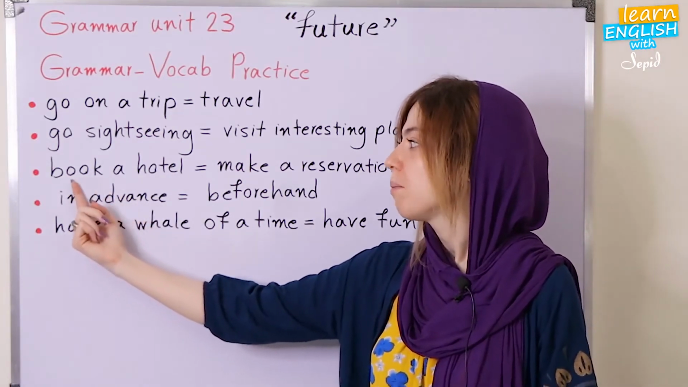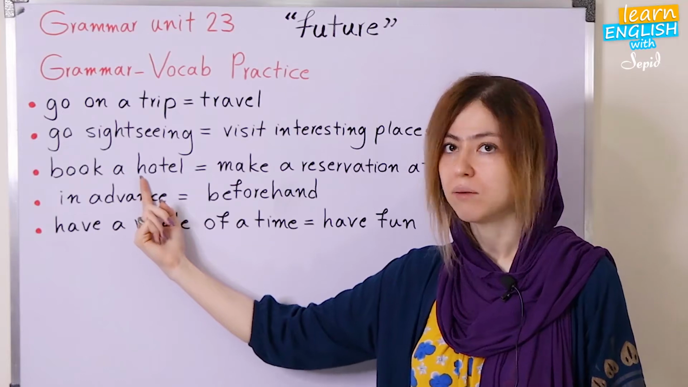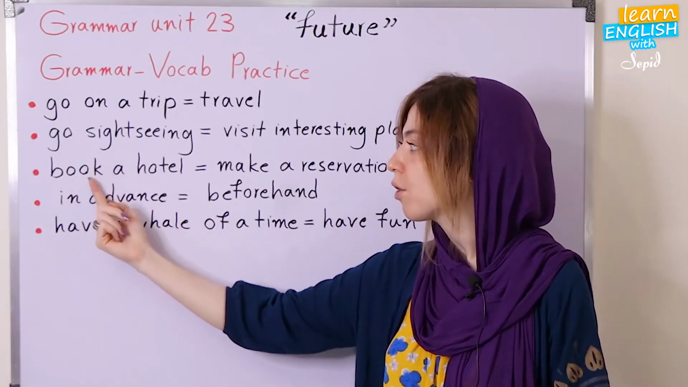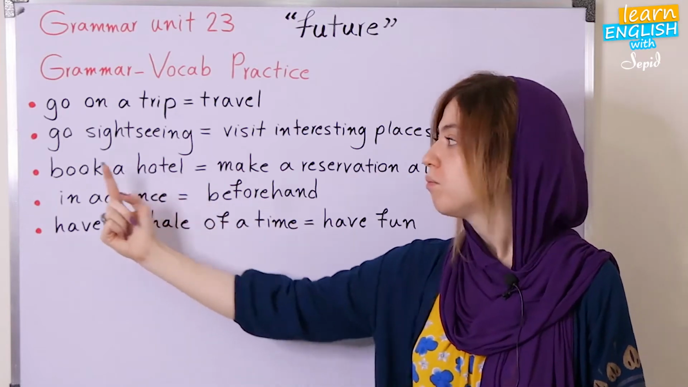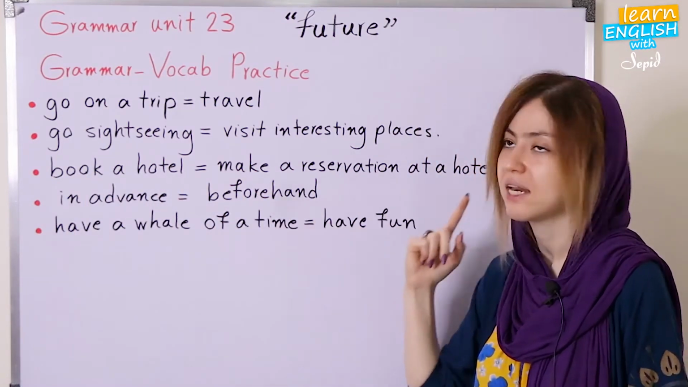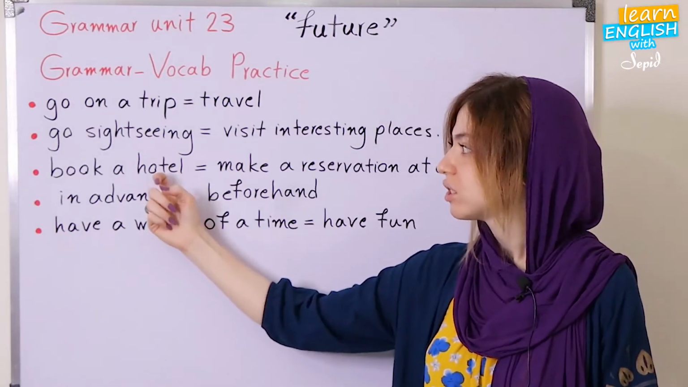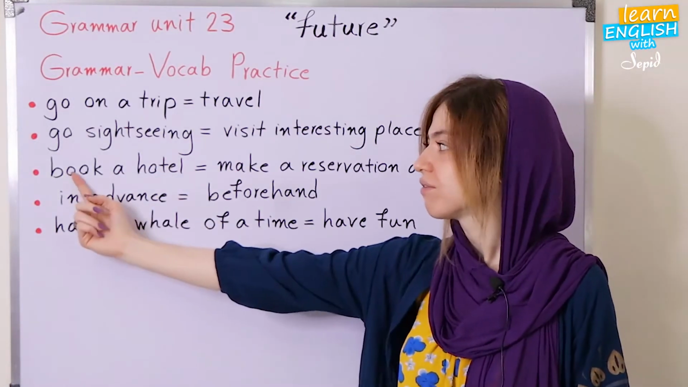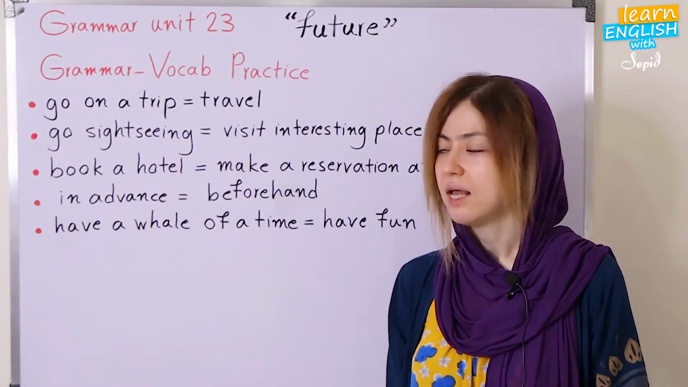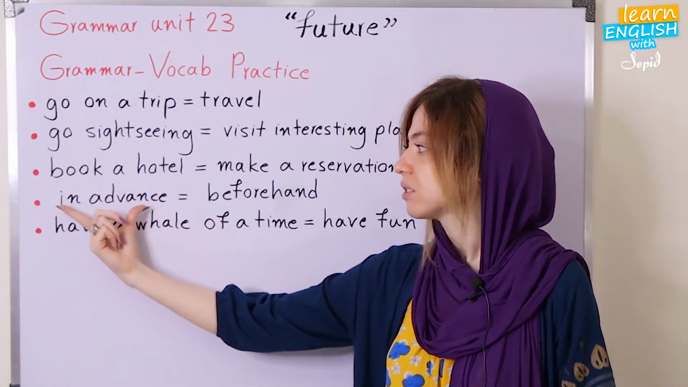The next phrase is book a hotel. Book here is a verb. Pay attention. Book a hotel. Book means to make a reservation at a hotel. So make a reservation or book. Book a hotel. Let's go to the next phrase.